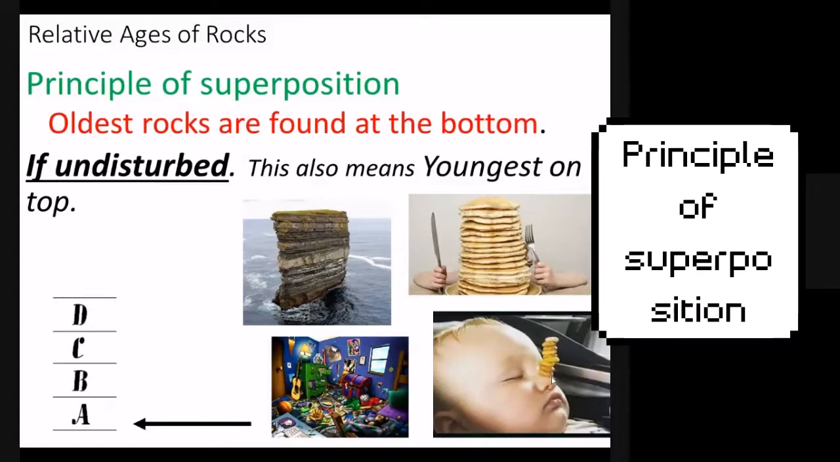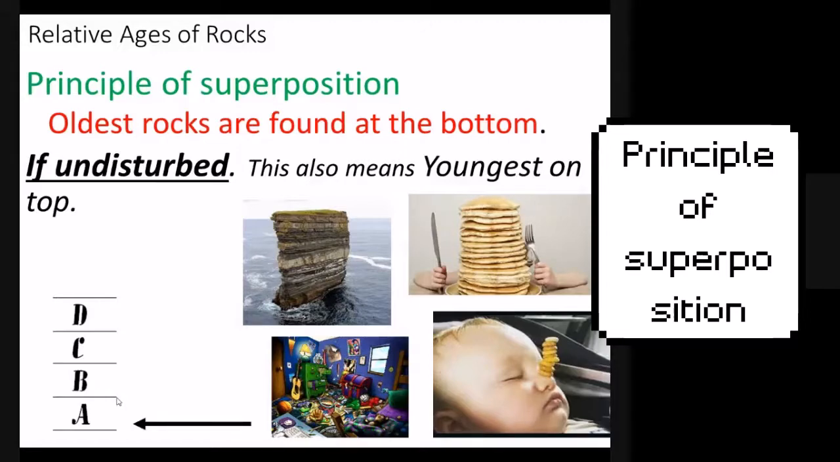Same thing for Cheerios. Like I said earlier, the first stacked Cheerio should be on the bottom. The last stacked Cheerio should be on the top. In a layer of rocks, where the rocks are labeled A, B, C, and D here, A would be the oldest layer, D would be the youngest, assuming that something hasn't gone through and moved these around, which is certainly possible.